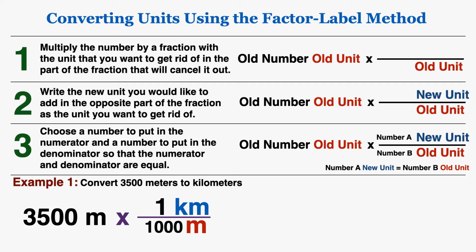I could have chosen other numbers. I could have chosen 2 kilometers over 2,000 meters or 0.001 kilometers over 1 meter. Any two numbers that make the numerator and denominator equal are okay.